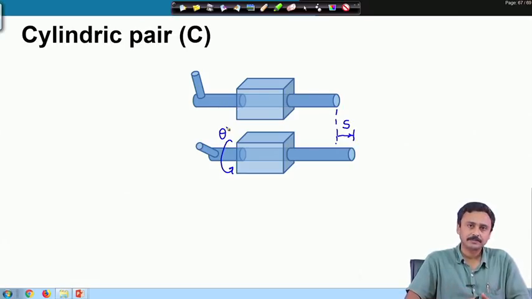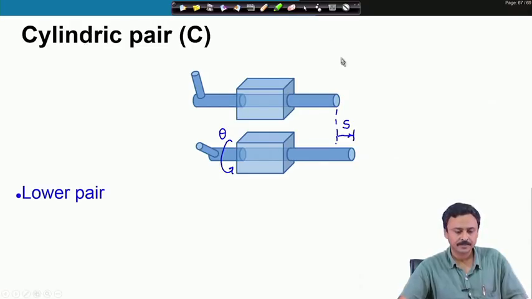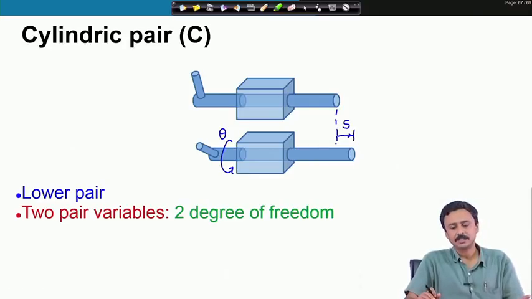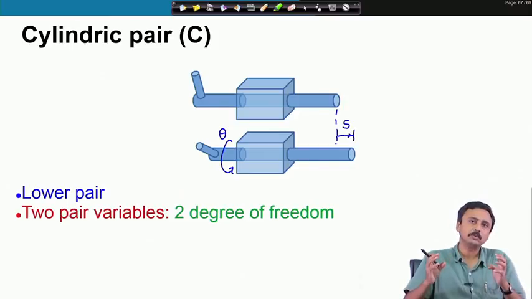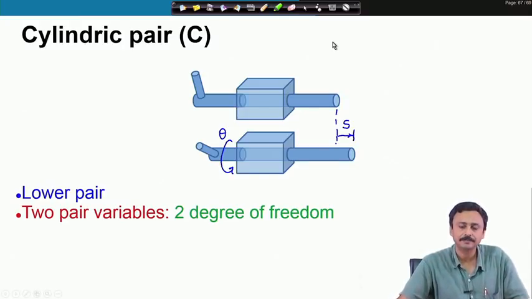area contact. Therefore, this is a lower kinematic pair. It has got two pair variables, theta and S, as I have discussed. So, it has got 2 degrees of freedom. You must specify these two quantities in order to completely fix the cylinder in its guide.